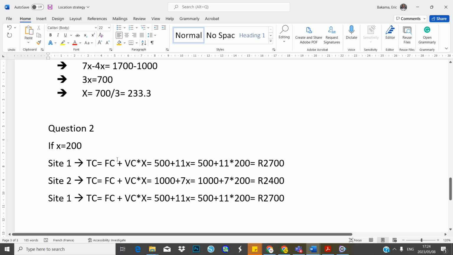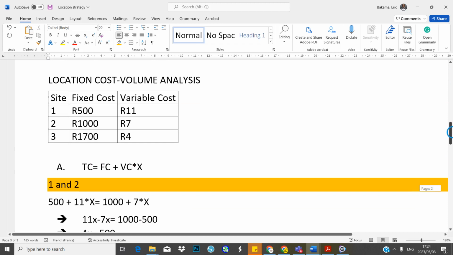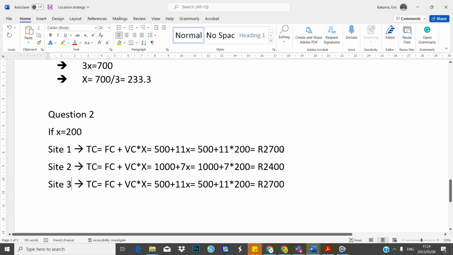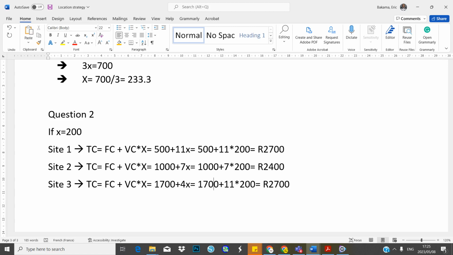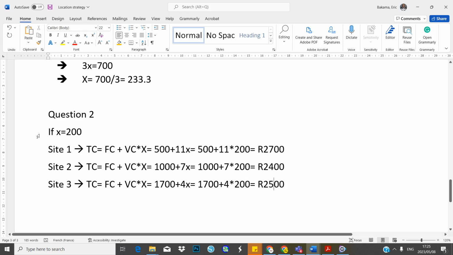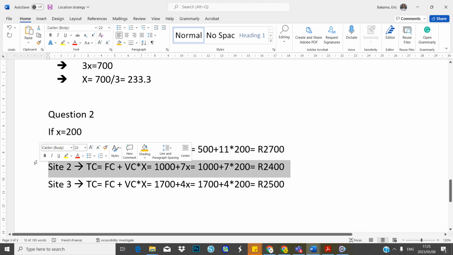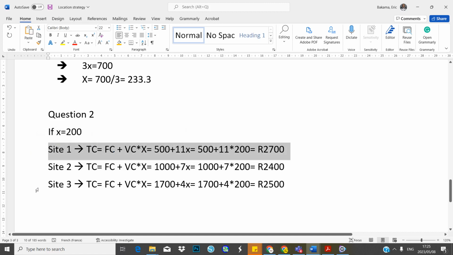Now finally, let's look at site 3. If we look at site 3, this is the fixed cost. Let me go back and find out the total cost. It's 1,700 and 4x. So here I have 1,700, and then 4 times 200. If I take 4 times 200 plus 1,700, then I'll have 2,500. So this means that if we have to produce 200 units, site 2 will be the cheapest, followed by site 1, and then this other one.